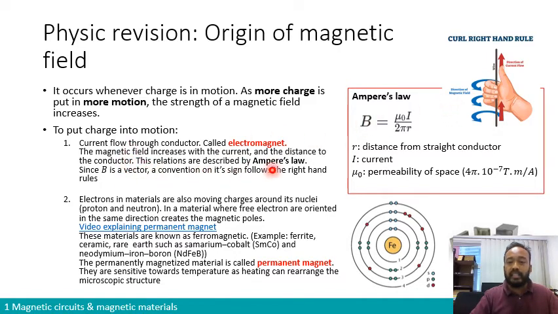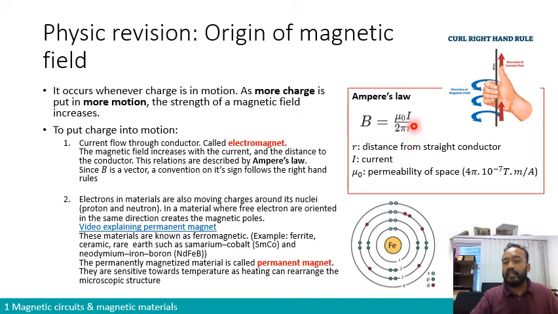So this relation is described by Ampere's law. Basically, it is proportional with current. If you have higher current, you have higher magnetic field. R is basically the distance from the conductor carrying the current. If the distance is smaller, meaning you are closer to the conductor, you have a higher magnetic field.